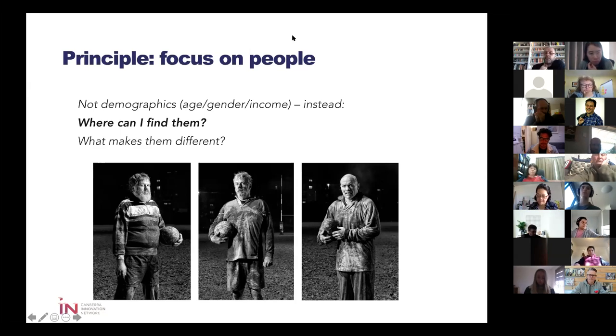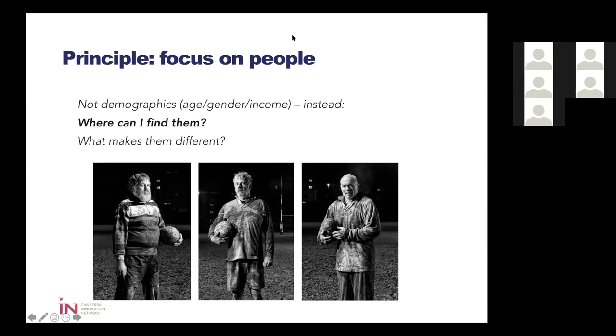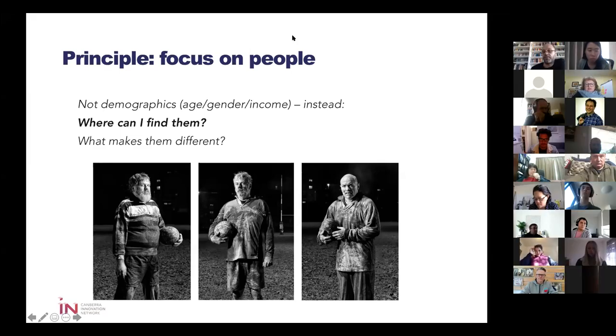Now, the clever trick here is, once we're thinking about people, we need to think about two things. Where do I find them and what makes them different? You can see some images on this page. It's very easy to describe those people in a demographic way. You know, males between ages of 55 and 65. It's not helping.